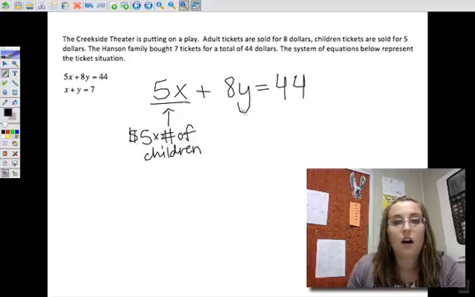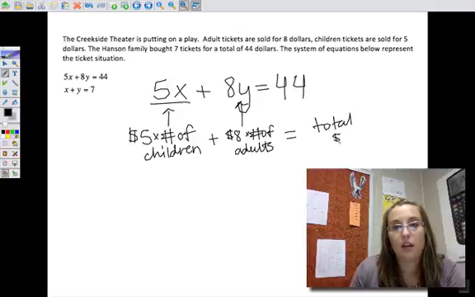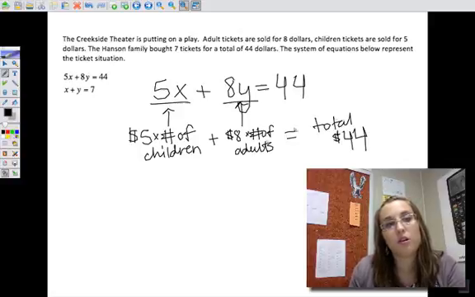8y stands for the fact that adult tickets were sold for $8. So you could just say $8 times the number of adults. And then something about when they're added together, that equals a total of $44 spent. I just need you to break this down for me. I just need you to do a little bit of interpreting.